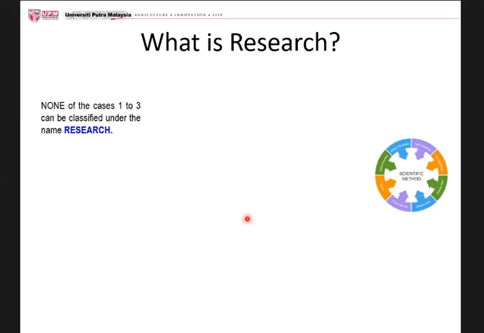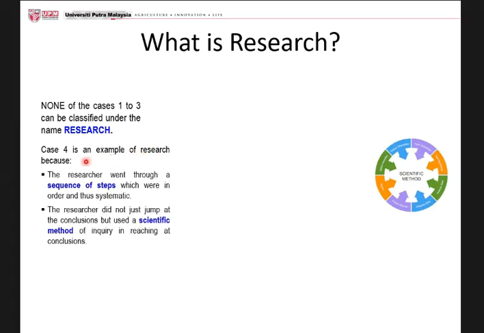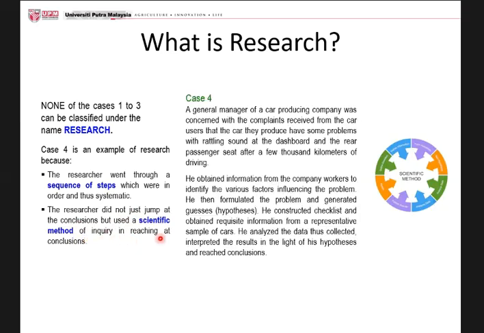In this case, case 4 is an example of research because the researcher went through a sequence of steps which were in order and thus systematic, did not just jump at conclusion, but used a scientific method of inquiry in reaching conclusion. So you've got everything here for case 4. You've got the problem, the objective, hypothesis, the method, analysis, and reaching conclusion. So that is the research.